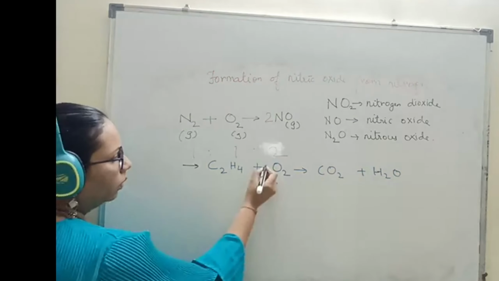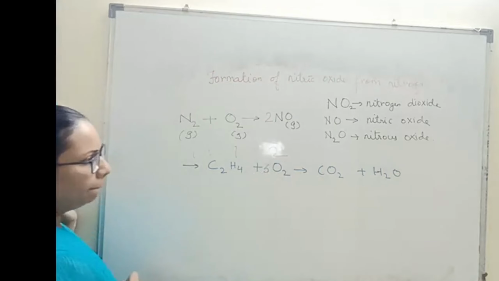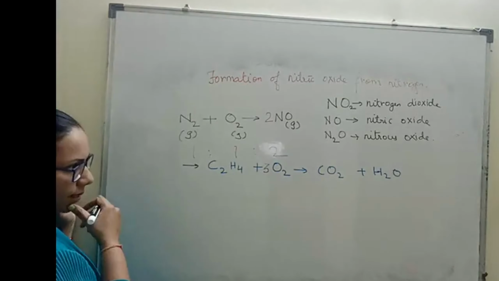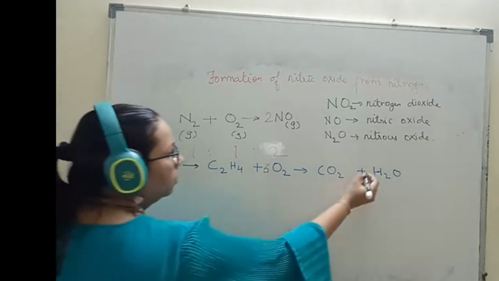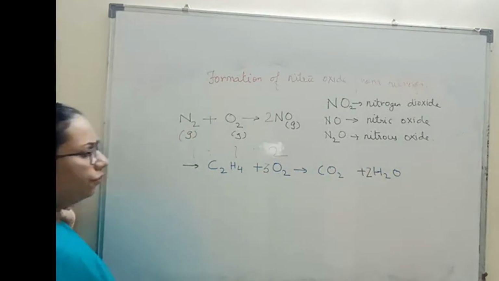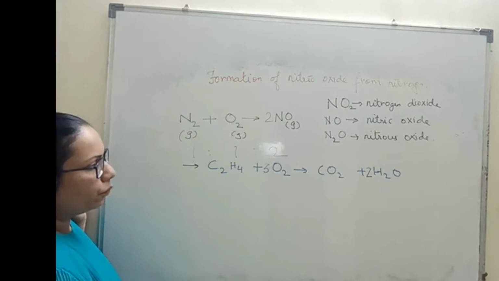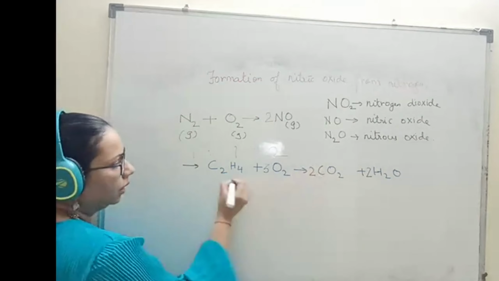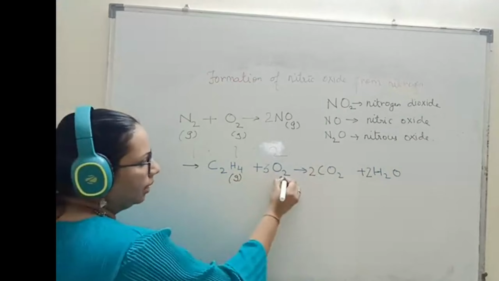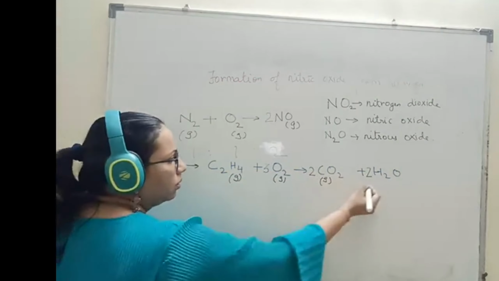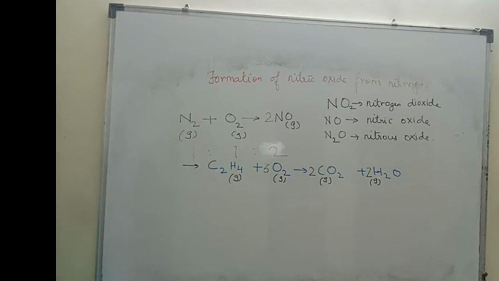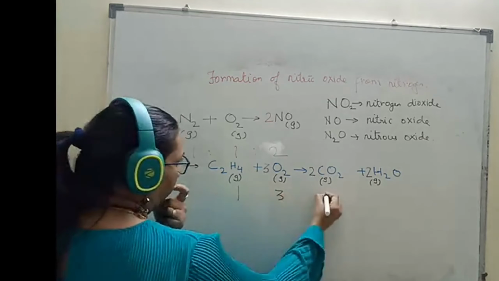In front of oxygen, 1, 2, 3. Okay, 3 here. Then 2 in front of H2O becomes 6 oxygen. Okay, 1, 2, 3, 4. And then 2 in front of CO2. Yes, that is right. So you have this gas, gas, gas, and water is also gas. 1 is to 3 is to 2 is to 2. Correct.